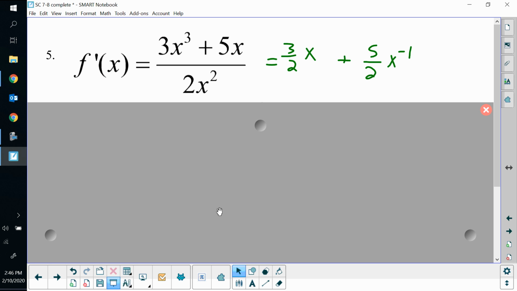So 3 divided by 2 gives you 3 halves. X cubed divided by x squared gives you x. 5 divided by 2 gives you 5 halves, and x over x squared is x to the negative 1, or 1 over x, however you want to think of it. So we're going to have the sub pause the video for 1 or 2 minutes and see if you can write the antiderivative for this one.